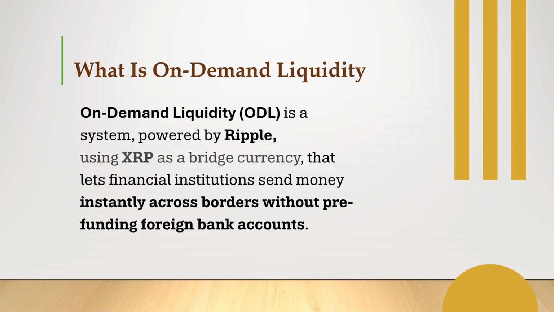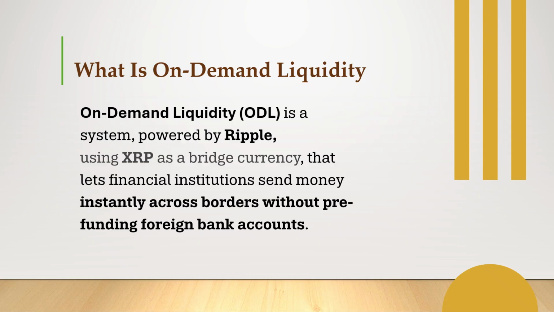Traditionally, banks must keep large amounts of cash parked in what are called nostro vostro accounts around the world just to move money internationally. That's generally slow, expensive, and capital inefficient because those large amounts of money could be used elsewhere. On-demand liquidity replaces that trapped liquidity with XRP.